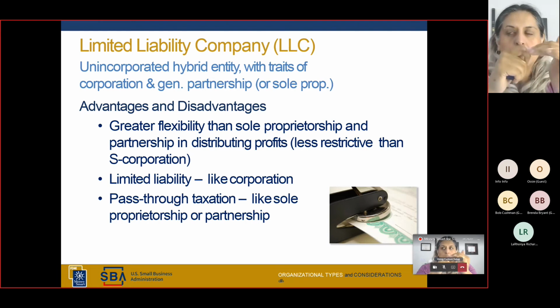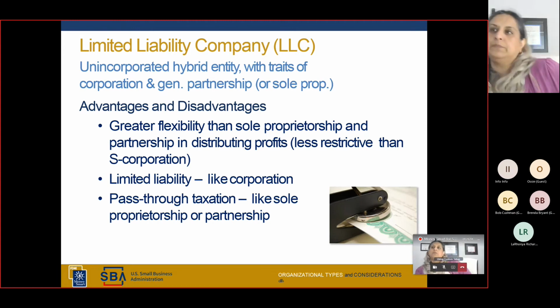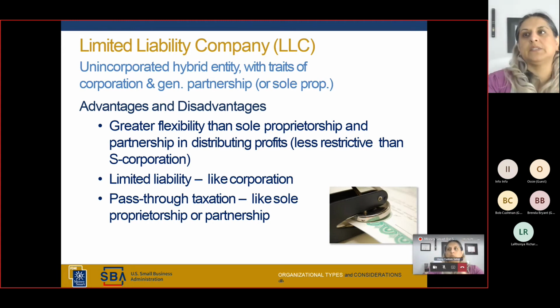Creditors usually cannot reach the personal assets of the business owner when it's an LLC. Now I've got to say that with the exception of cases of fraud and when there's illegal activity going on, there's always exceptions. So there's always exceptions.